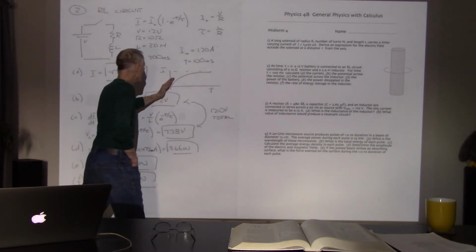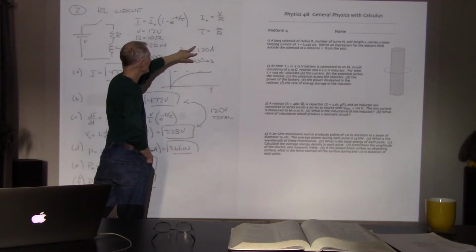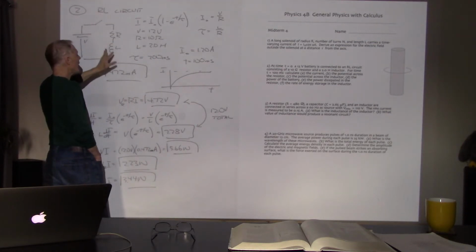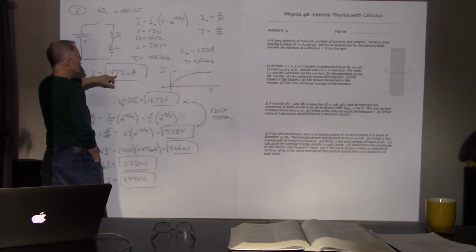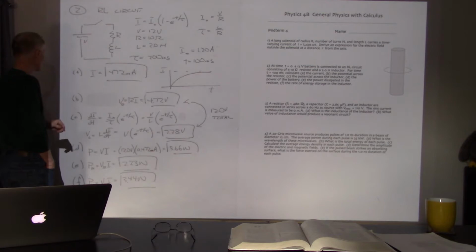Now the current's going to be rising like this. Eventually the current is going to hit 1.2 amps. We only went through half a time constant, so we got a long ways to go. We're only at 472 milliamps, but that's what the current looks like.